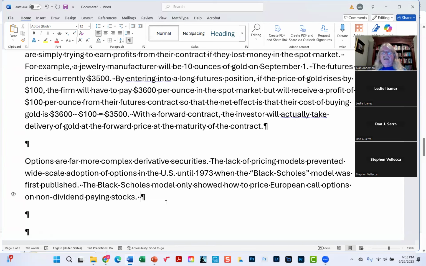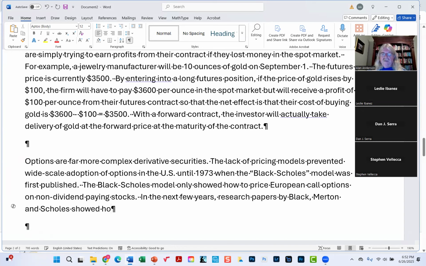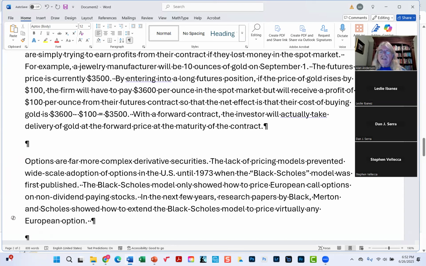And luckily, in the next few years, research papers by Black, Merton, and Scholes showed how to extend the Black-Scholes model to price virtually any European option, not just calls. And that only took a few years.